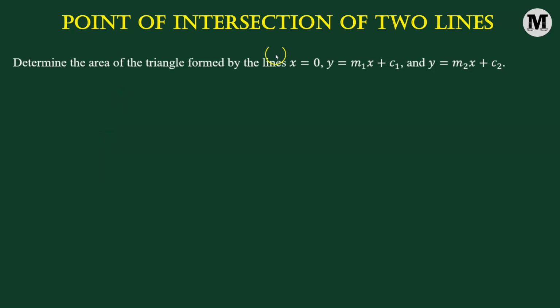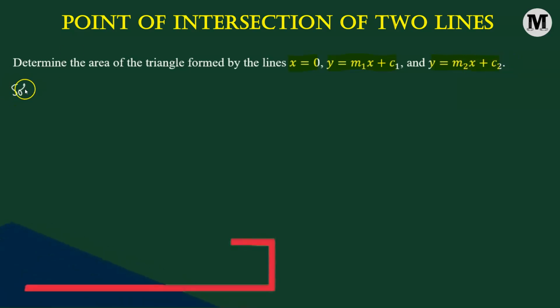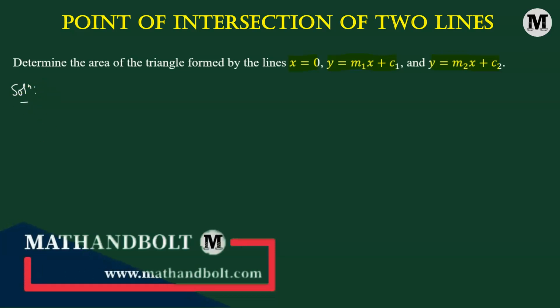Determine the area of the triangle formed by the lines x equals 0, y equals m1x plus c1, and y equals m2x plus c2. Okay, let us begin. First, we'll try to understand the problem graphically.